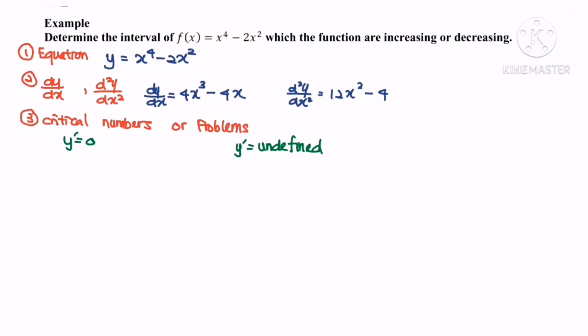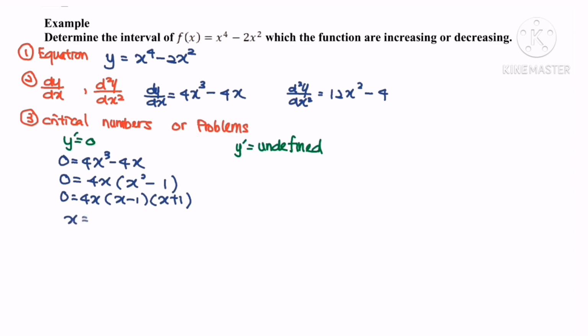So here we have 0 equals 4x cubed minus 4x. Kindly factorize: 0 equals 4x bracket x squared minus 1. Simplify, so we have 4x bracket x minus 1 bracket x plus 1. So x will be equal to 0, x equals 1, and x equals negative 1. Here we have the critical numbers or the problem points. For y prime equals undefined, in this case, it does not exist.